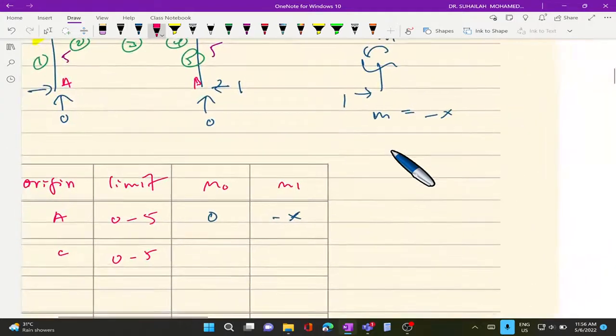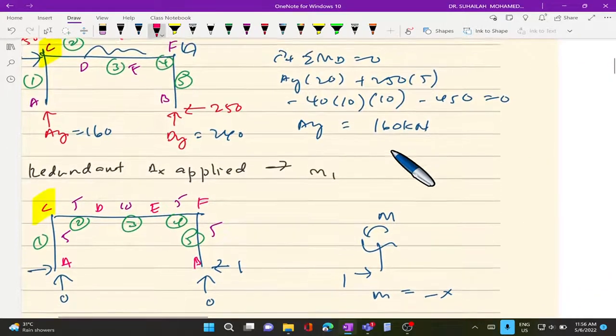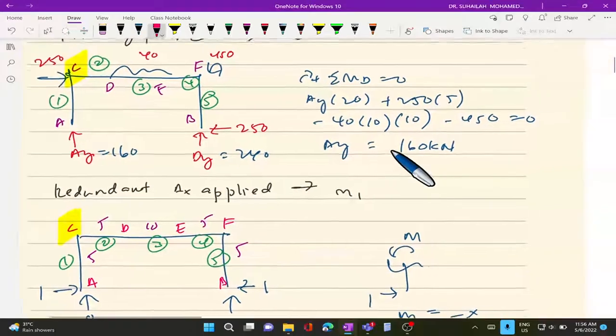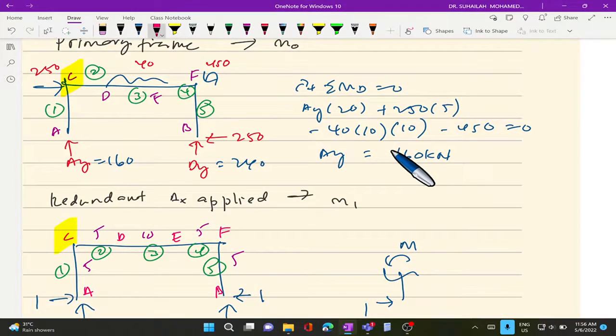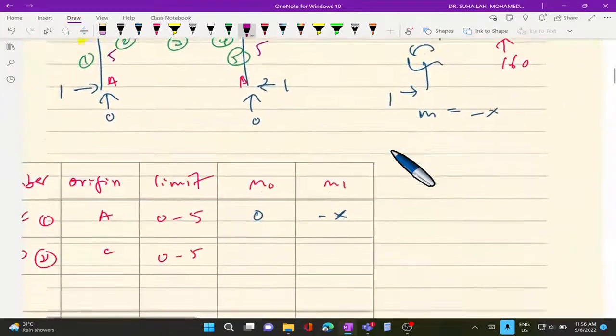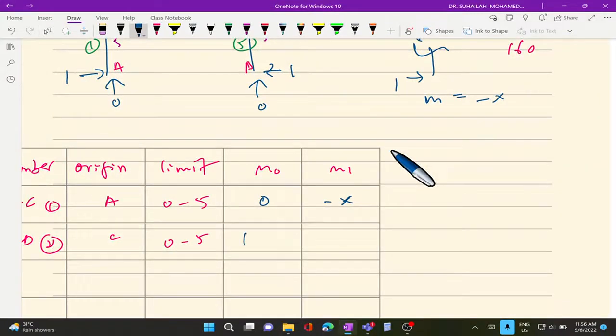So this one, what we get is this. This is 160. We get like this. So where is X? X is here. So what we get is M is equal to 160x.